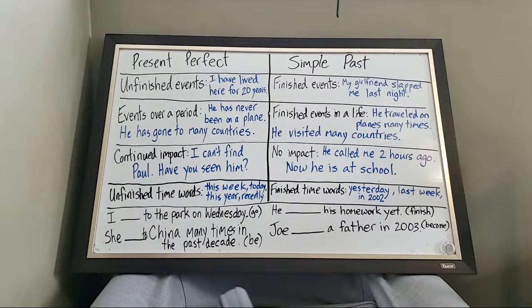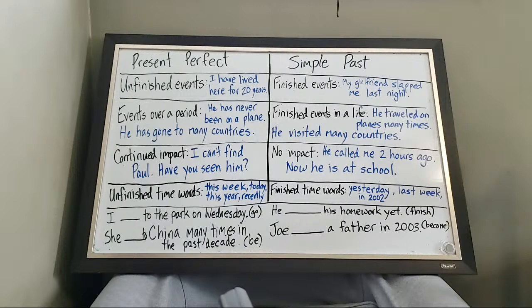Let's go to the next one. She to China many times in the past decade. And then we got the verb be. So what do you think it should be? Should it be she was to China or she has been to China? And the right answer is she has been to China many times in the past decade, because it's a period of time. We're not saying exactly when, but over that period, she has been. So present perfect is what we're looking for. Let's go to the other side.